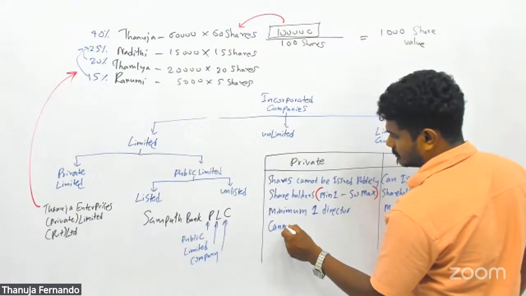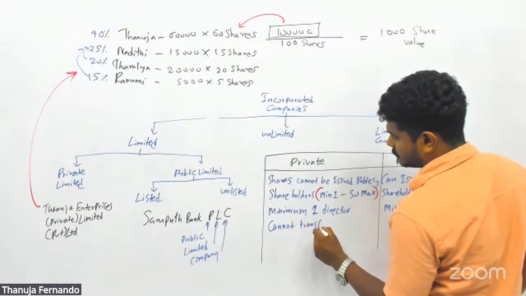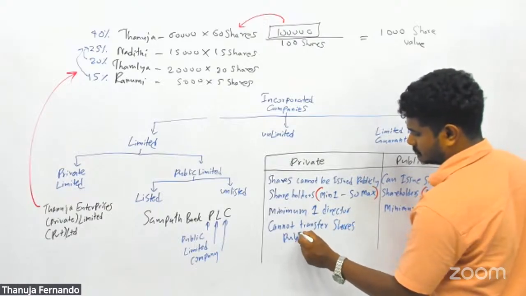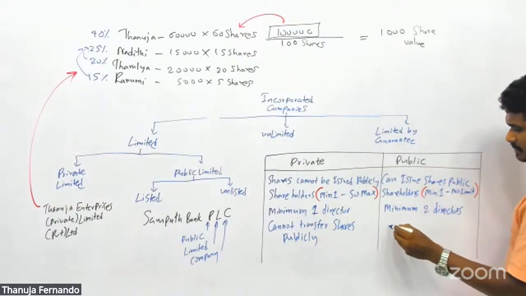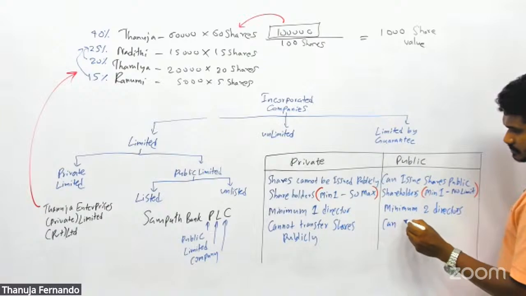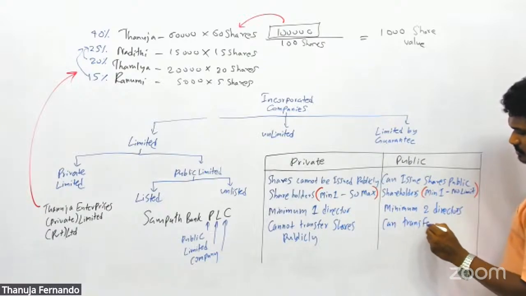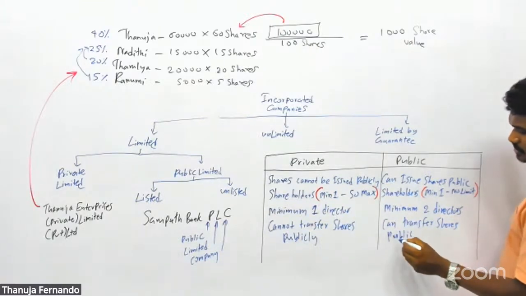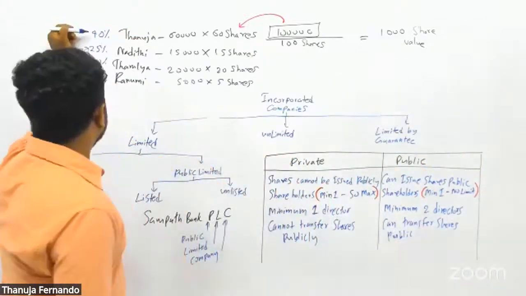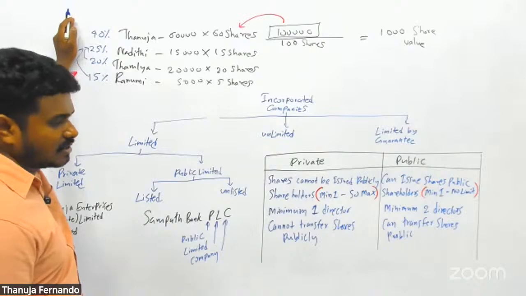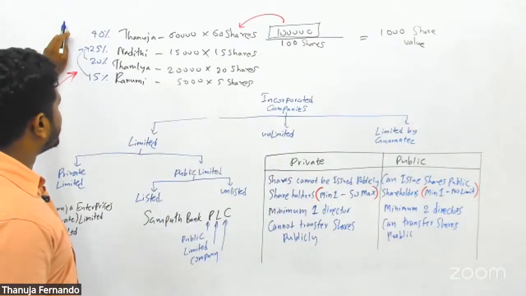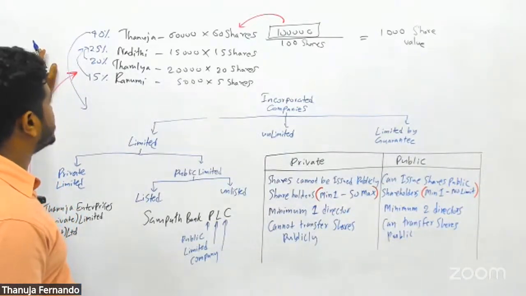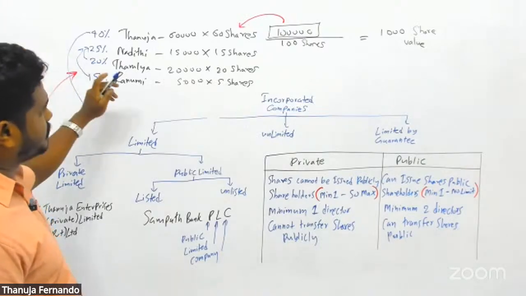Private limited companies cannot transfer shares publicly; public limited companies can transfer shares publicly. So let's say that I have shares and I don't need these shares anymore. I decided to sell this, to transfer this to another friend. Then I can't transfer this publicly, and I have to take permission from these.